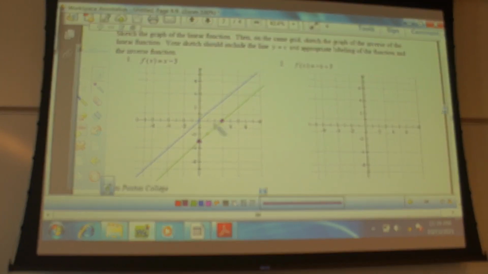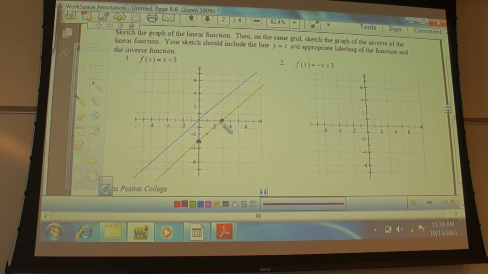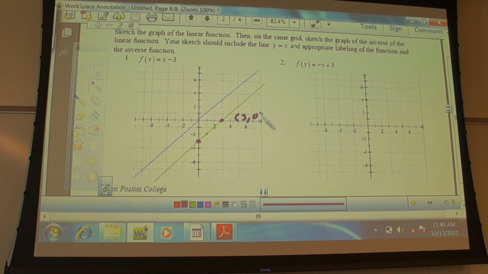So this is 3, 0, which should go to, right? And just figure out what they are. Swap your points. So 0, -3 should go to -3, 0, and 0, 3. And once you get 2 points, you can draw your line for the other one.